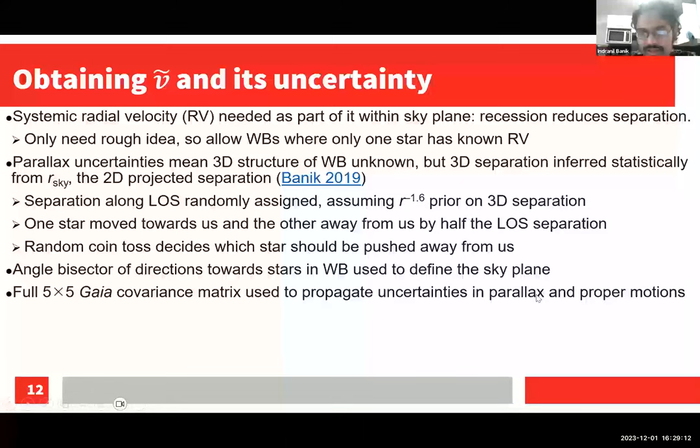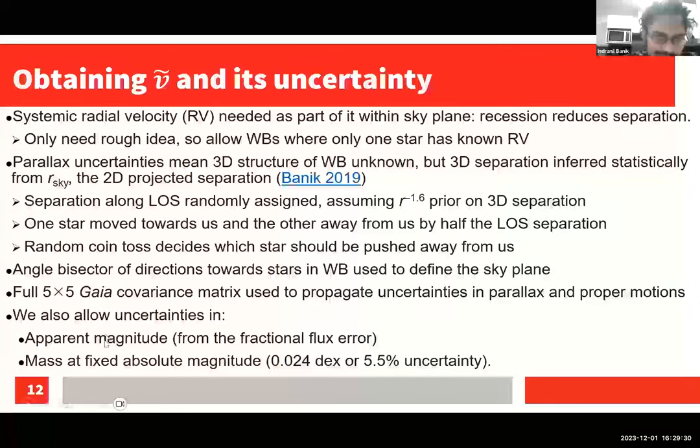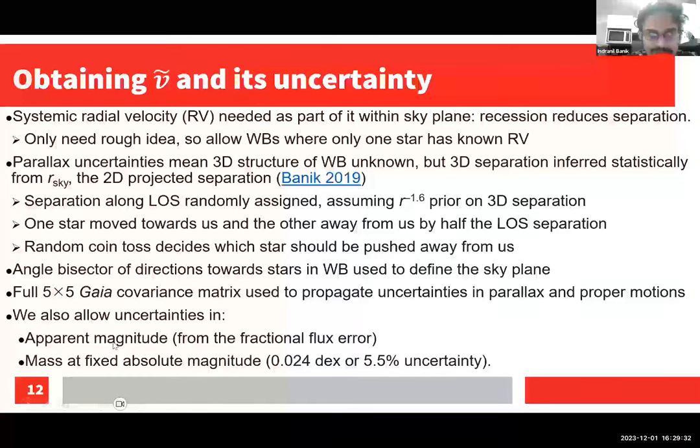These aren't the only uncertainties that we include, though these are certainly, especially the proper motion uncertainties, definitely the main uncertainties in the wide binary test. But we also allow uncertainties in the apparent magnitude. So the uncertainty in the absolute magnitude is therefore not only from the distance, but also from the apparent magnitude. Then at fixed absolute magnitude, even if you did know the absolute magnitude, you wouldn't know the mass exactly. There's like a 5.5% uncertainty.